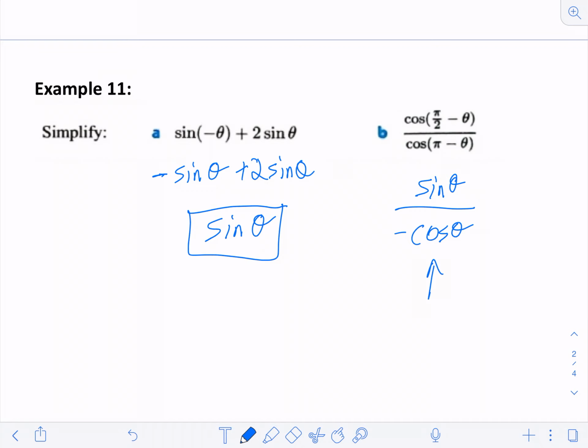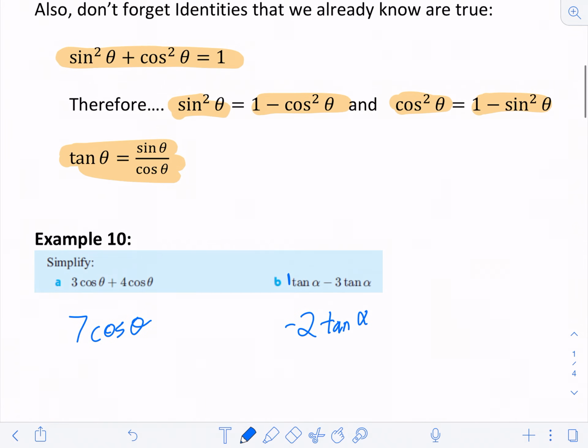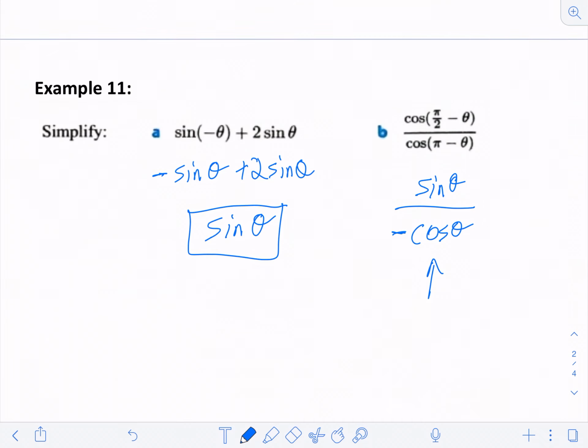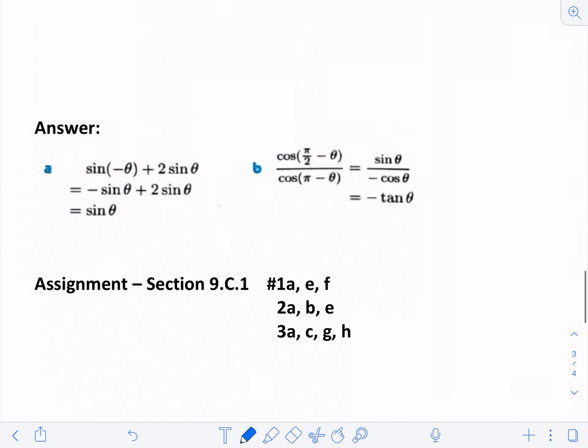Well, what does sine over cosine simplify to? We know from up here, sine over cosine simplifies to tangent. So I can just simplify that to tangent, but there is a negative here, so it's actually going to be negative tangent of theta. And that's it. So we used our basic trigonometric identities and properties, as well as the different angle properties, or angle relationships, to solve some problems.